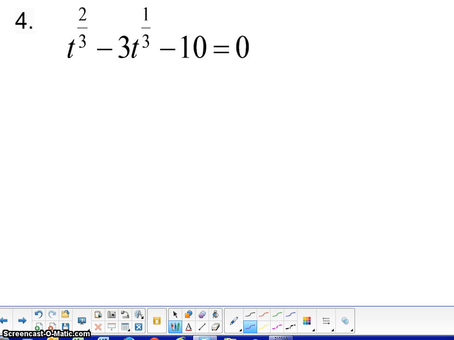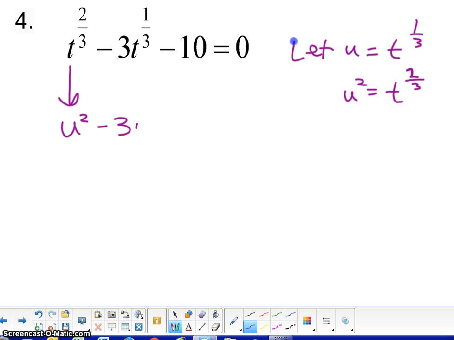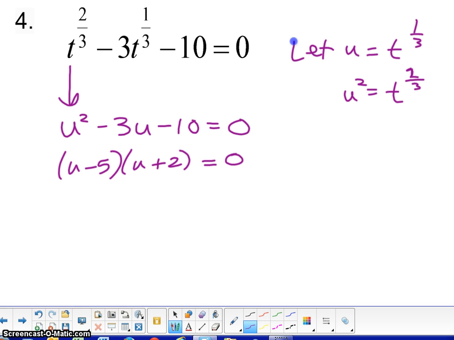Number 4, let u equal t to the 1/3. So then when you square both sides, t is going to be to the 2/3, which is a match. U squared minus 3u minus 10 equals 0. Go ahead and solve for u and push pause to do so. All right, so hopefully you have factors of u minus 5 and u plus 2, and then u equals 5 and u equals negative 2.